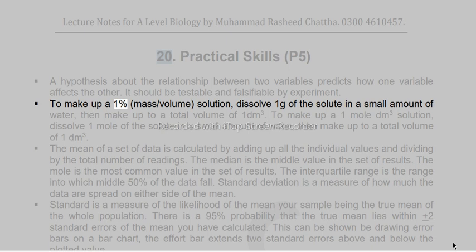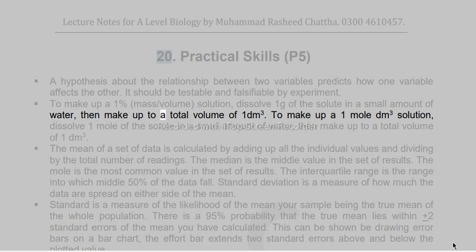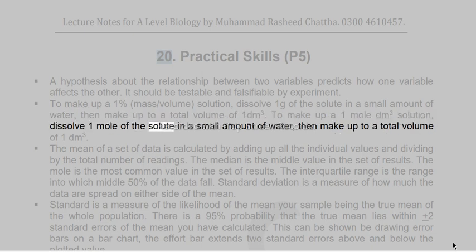To make up a 1% mass volume solution, dissolve 1 g of the solute in a small amount of water, then make up to a total volume of 1 dm3. To make up a 1 mol dm-3 solution, dissolve 1 mole of the solute in a small amount of water, then make up to a total volume of 1 dm3.